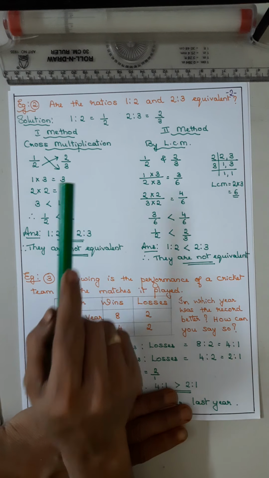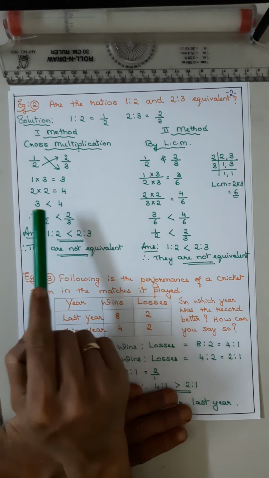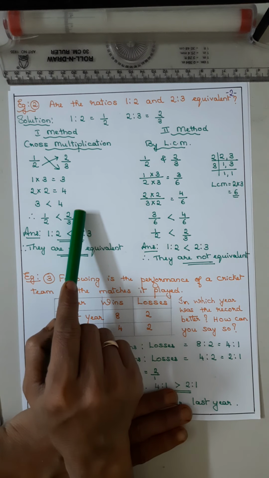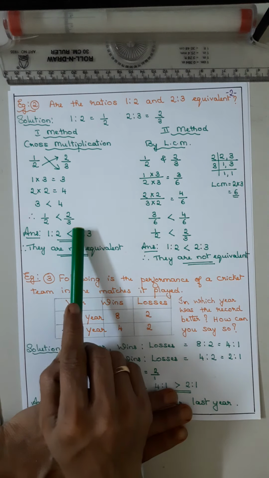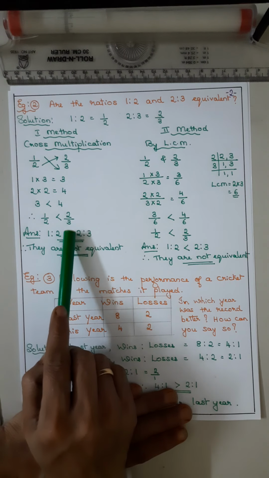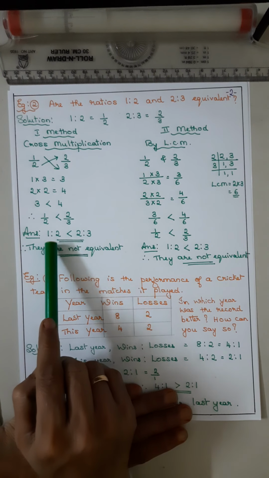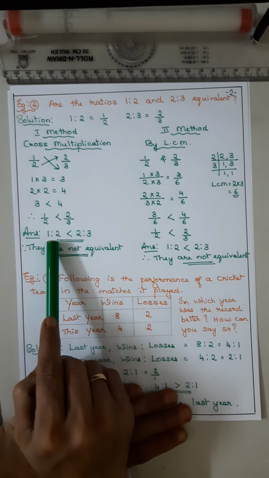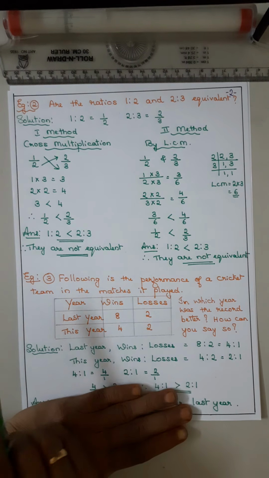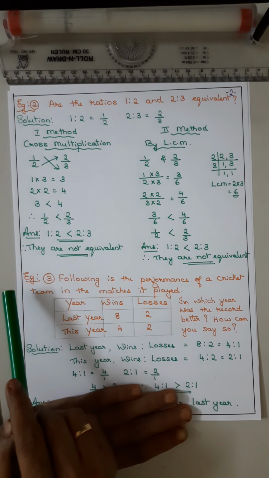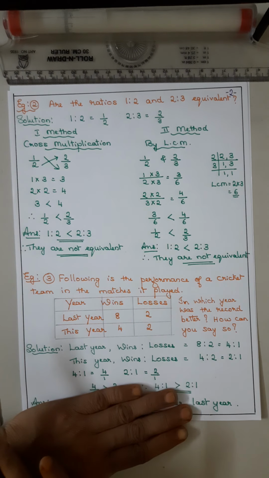Now compare the answers. So 3 and 4. 3 is lesser than 4. That means the first fraction is 1 by 2 and the second fraction is 2 by 3. So 1 by 2 is less than 2 by 3. Now 1 by 2 is the fractional form of which ratio? 1 is to 2 is lesser than 2 is to 3. So they are not equivalent. Only if the equal sign comes are they equivalent, isn't it? So that is the method.